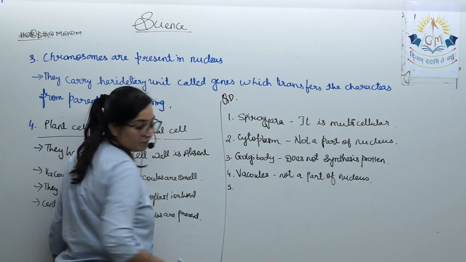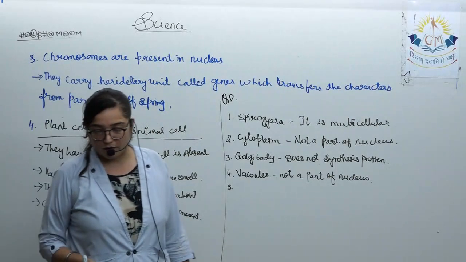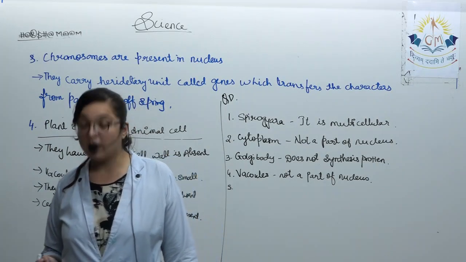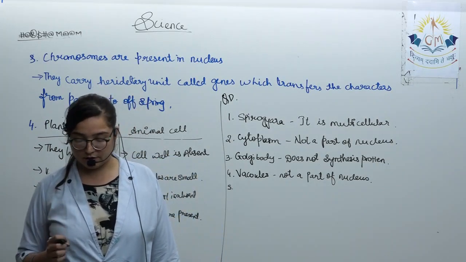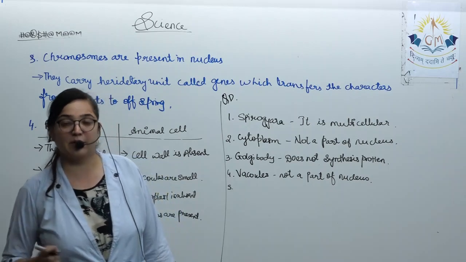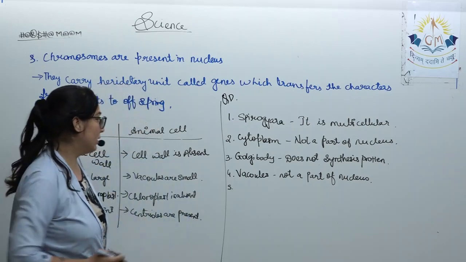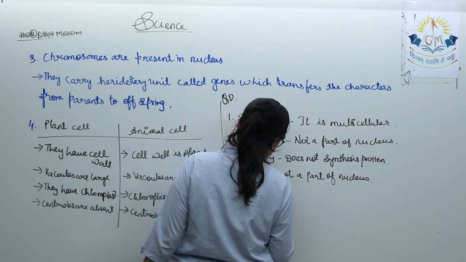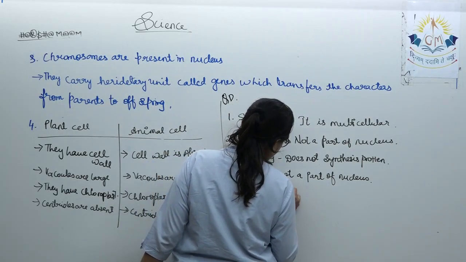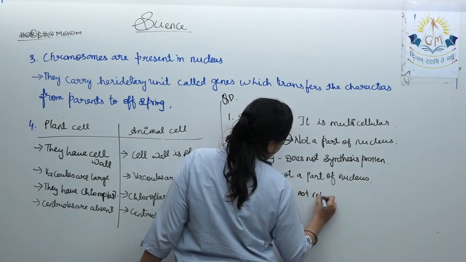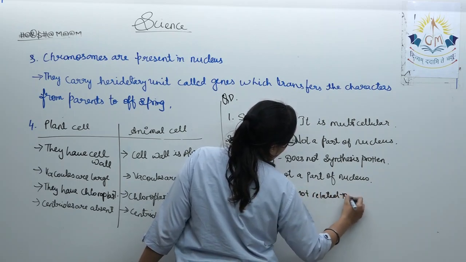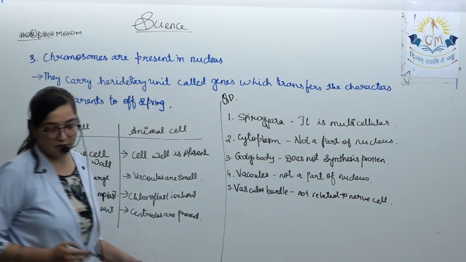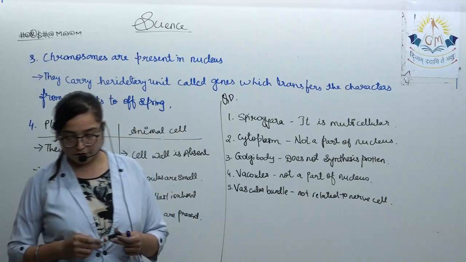Next one. Nerve cell, soma, dendrite, vascular bundle and axon. If you look at the diagram of the nerve cell, you will see that vascular bundle is not related to the nerve cell. Please note down this. Then we'll move further.